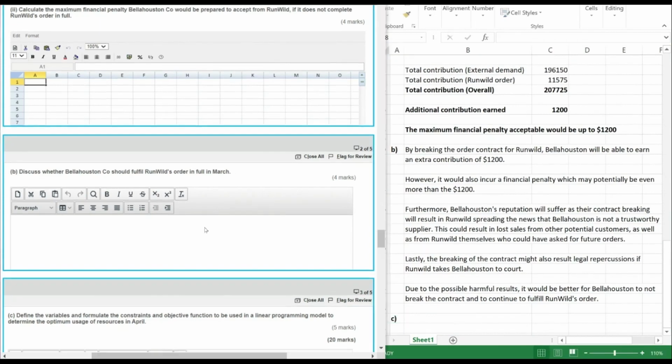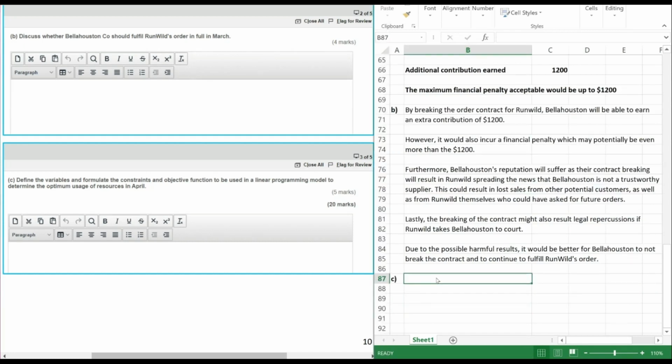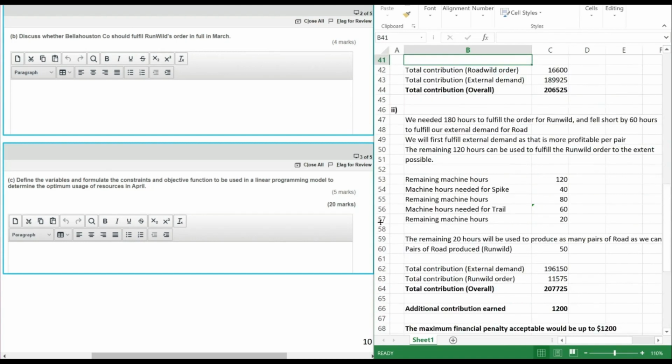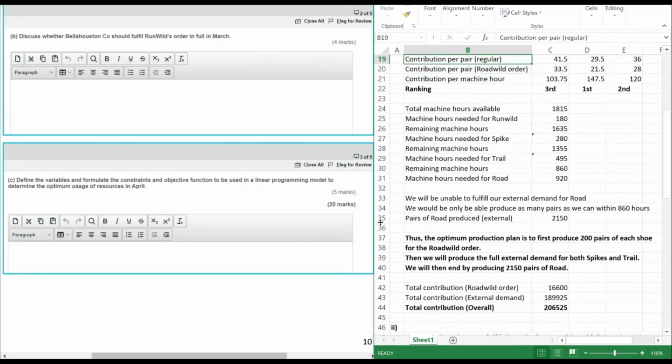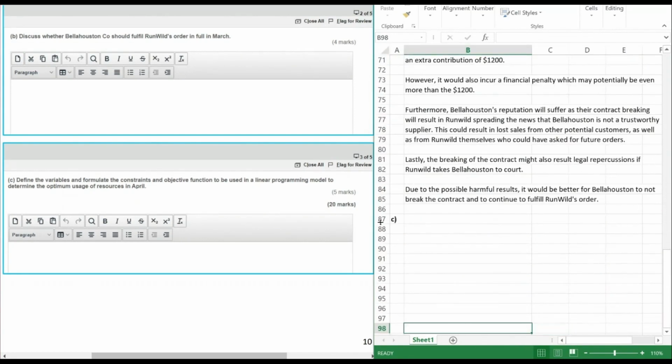It says define the variables and formulate the constraints and objective function, meaning the contribution function, to be used in the linear programming model to determine the optimum usage of resources in April for 5 marks. So we just need to give the objective function, the constraint functions, and define the variables. Okay, so we'll start by defining our variables. Remember, the variables are based on the products that we're making. In this case, there's 3 types of shoes. We have road, spikes and trails. So we'll simply use the same letters for simplicity's sake for each of them.